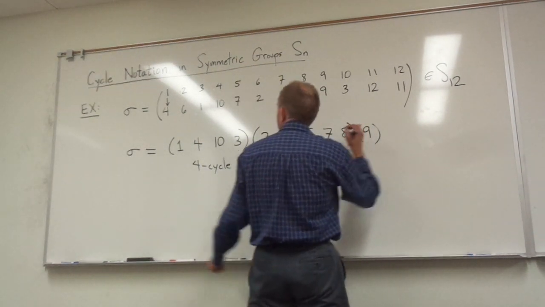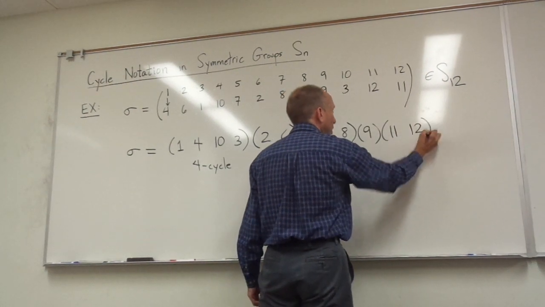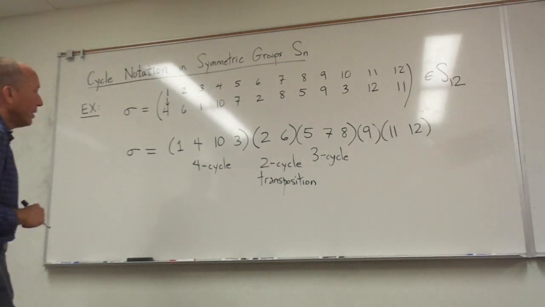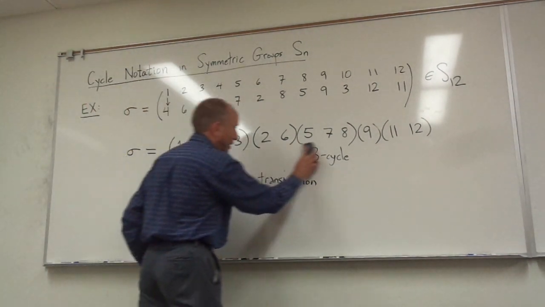And the next number that I haven't seen yet is 11, and I see that 11 goes to 12, and then 12 goes back to 11, so I get another transposition here. Okay, so this would be the cycle notation for sigma.